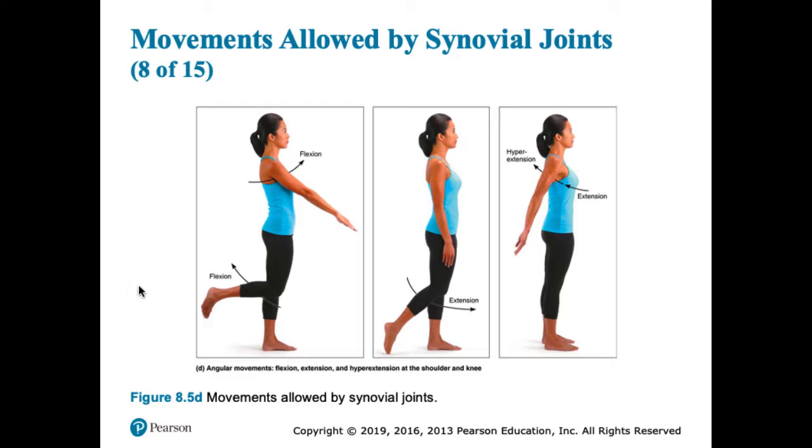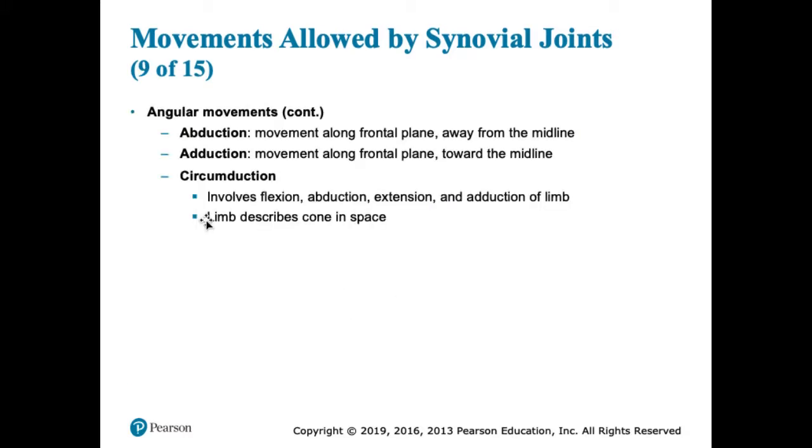And then here's another example using different body parts as well. So the flexion there, the extension, and then the hyperextension. Angular movements again, abduction, that's the movement along the frontal plane away from the midline. Adduction is moving along the frontal plane towards the midline.